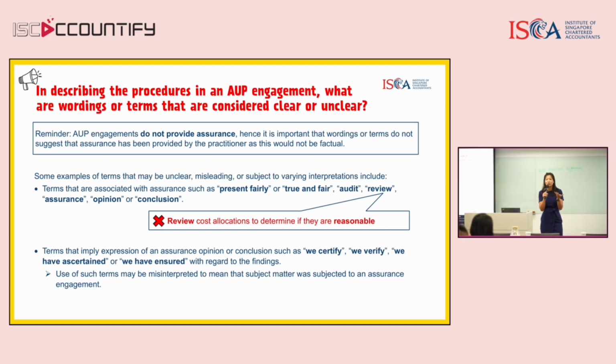We also don't want the users to have undue reliance on the report, as there is no assurance. Some examples are words like present fairly, true and fair, audit, review, assurance, opinion and conclusion. These are terms associated with assurance, so we cannot use them in the AUP report. An example here will be review cost allocation to determine if they are reasonable. Review typically carries a conclusion, a kind of assurance given to it. And reasonable: party A and party B may have different thresholds of reasonableness depending on their expectations.